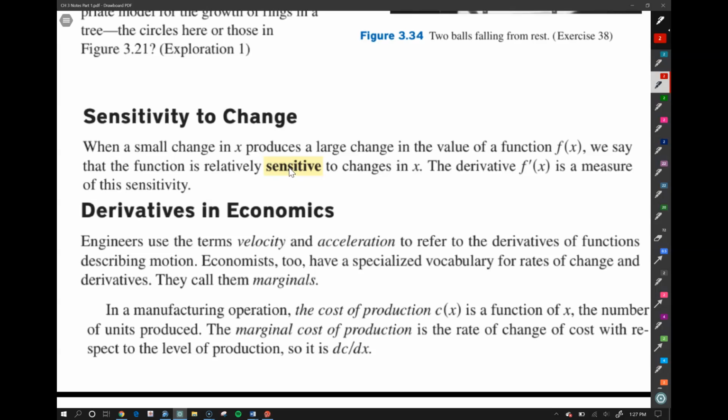And then derivatives in economics. Engineers, we talk about velocity, we talk about acceleration as derivatives of a function. So velocity is the first derivative of position. Acceleration is the second derivative of position. If you're studying economics, they have a specialized vocabulary for rates of change and derivatives. They're called marginals. And so the derivative of a marginal is your marginal cost of production.